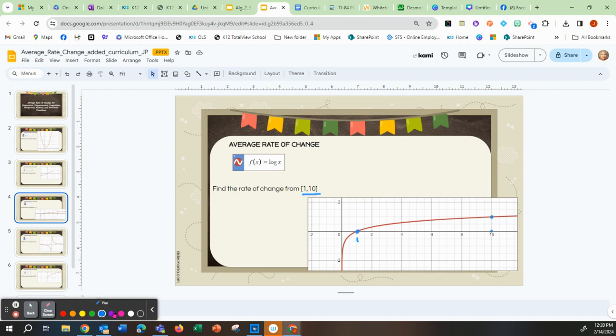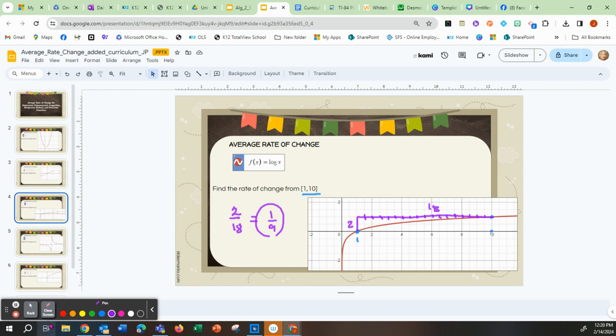So again, we're going to count rise over run. So we're going to rise 2, and we're going to run 1, 2, 3, 4, 5, 6, 7, 8, 9, 10, 11, 12, 13, 14, 15, 16, 17, 18. So it's going to be 2 over 18, which reduces to be 1/9.